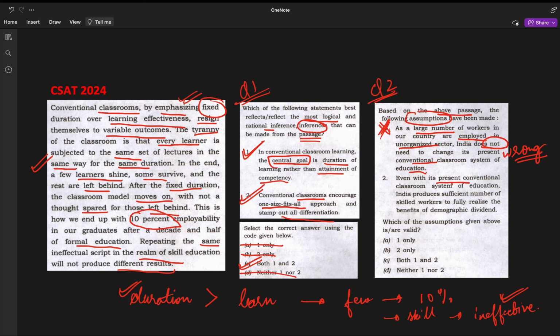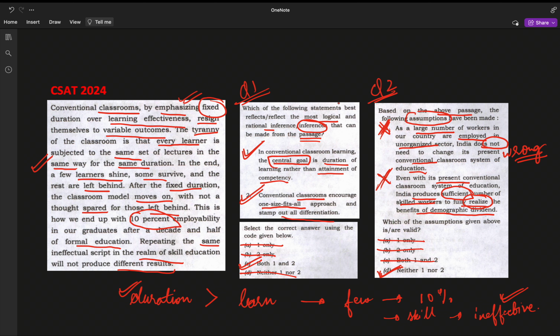Point number two. Even with its present conventional classroom system of education, India produces a sufficient number of skilled workers to fully realize the benefits of demographic dividend. Again, ineffective system. How will it be able to fully realize the demographic dividend? Again, a wrong assumption. So therefore, just by simple understanding, we are able to get to the right answer, and that is answer D, eliminating all the remaining.